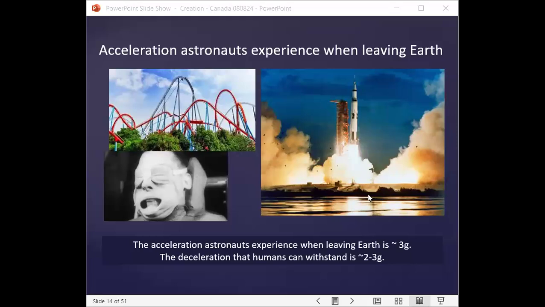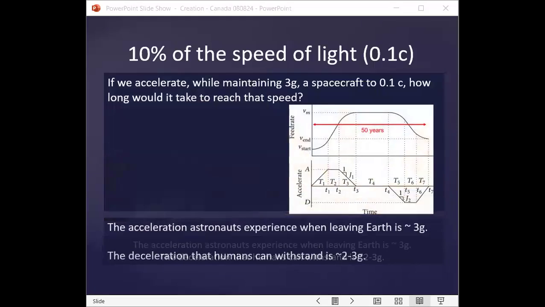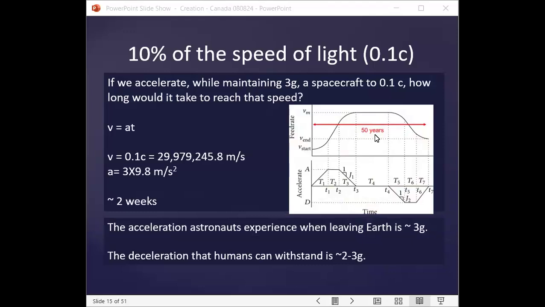So you can calculate the case of the spacecraft reaching 0.1c under a constant 3G acceleration. Here, c represents the light speed, okay? If you accelerate the spacecraft while maintaining 3G, how long will it take to reach 0.1c? That calculation is fairly simple. It takes about 2 weeks with a constant acceleration of 3G. So remember that it takes 2 weeks for the spacecraft to reach 0.1c.